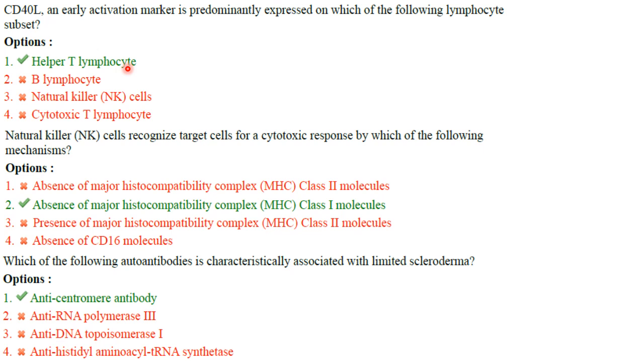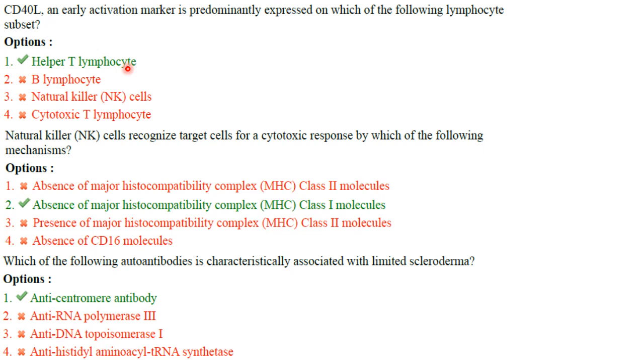Next one. NK cells, natural killer cells, recognize target cells for cytotoxic response by which of the following mechanisms? Natural killer cells are large granular lymphocytes that do not express the set of surface markers typically found in B lymphocytes and T lymphocytes. They show host defense against tumor cells as well as against virus infected cells. So the target cells of natural killer cells are tumor cells and virus infected cells. They recognize these target cells in two different ways.